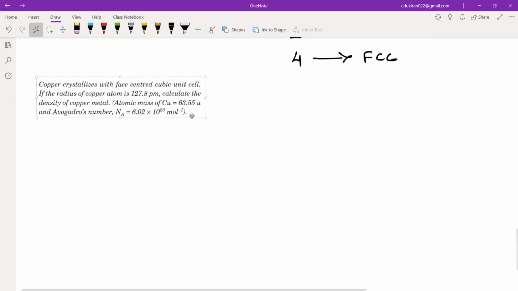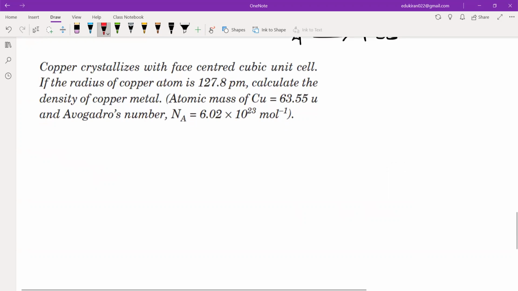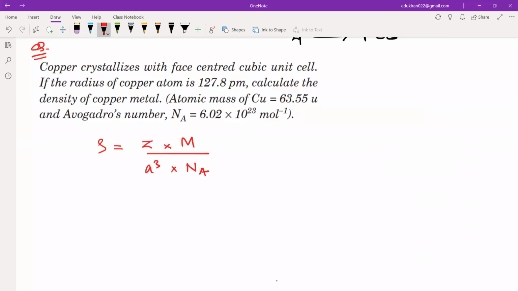Right here, one question on direct density, so that you get accustomed to the values and the units. So here you will be writing density equals Z into the molar mass upon A cube into Na. Please remember that this molar mass should be in grams per mole. So you have been given here 63.55 as the atomic mass of copper. You will convert this to grams per mole. That will be 63.55 grams per mole, the molar mass.